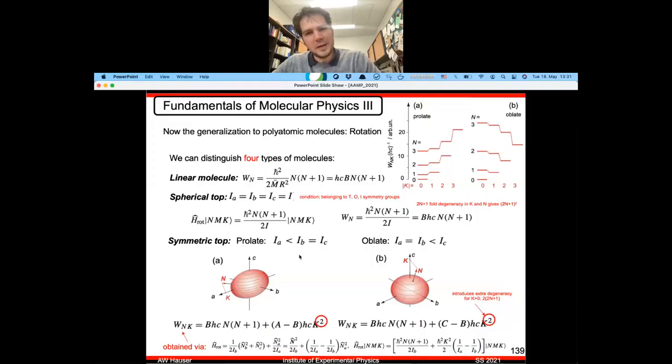So in the linear, we only had 2N plus 1. In the symmetric top, we had 2N plus 1 times 2. And for the spherical top, we had 2N plus 1 times 2N plus 1. This is just a technicality, but it explains the distribution of intensities in the rotational spectrum of these molecules. That's just something I want you to at least have heard about once.